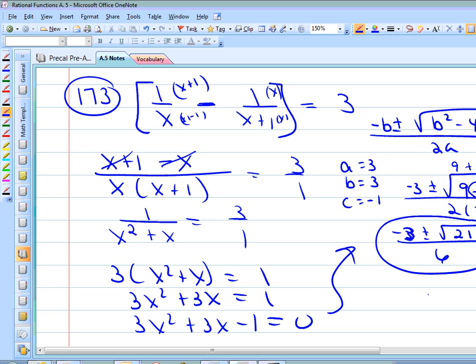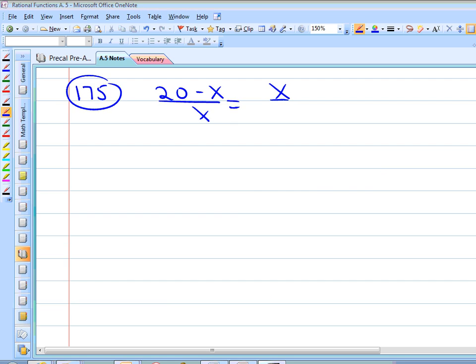Now, I guess you could write this as negative 3 over 6 plus or minus 1/6 square roots of 21. And you could reduce this to negative 1/2 plus or minus 1/6 square roots of 21. I would also accept that. All right, let's look at 75.